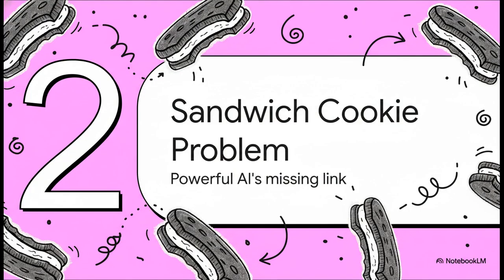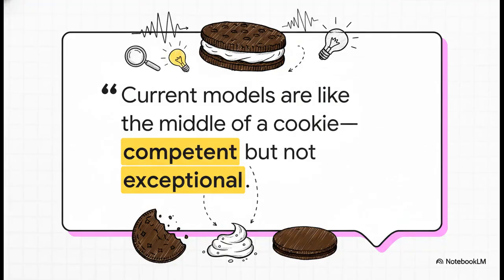Okay, so to really get why this model is such a potential breakthrough, we first have to understand the problem it's trying to solve. And the report uses this really simple but powerful analogy for it. They call it the sandwich cookie problem. So the Qwen team's argument is this. Think about today's most powerful AIs. They're like the creamy filling in the middle of a sandwich cookie. They're really competent at a lot of different tasks, but they're missing the top and bottom cookie layers. They don't have that deep foundational perception on one side or that high-level reasoning on the other.